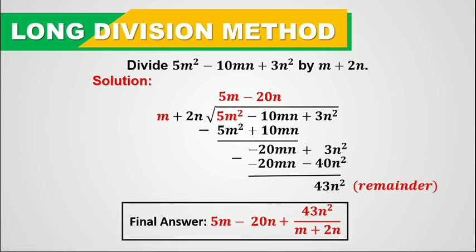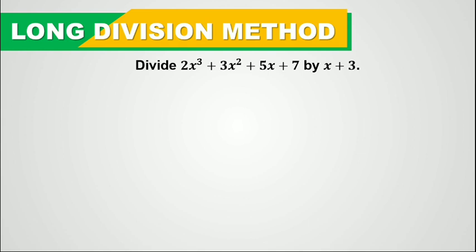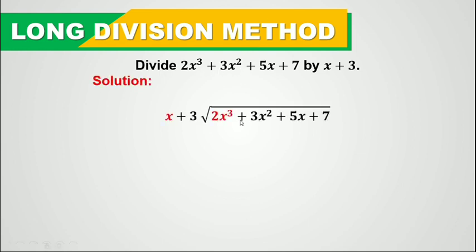Alright? Now let's try more examples for you to understand this concept better, especially examples with remainder. Let's divide 2x cubed plus 3x squared plus 5x plus 7 by x plus 3. Again, we're going to write this inside the division symbol and then the divisor outside. And then we divide the first term of the dividend by the first term of the divisor. So 2x cubed divided by x, that's 2x squared.